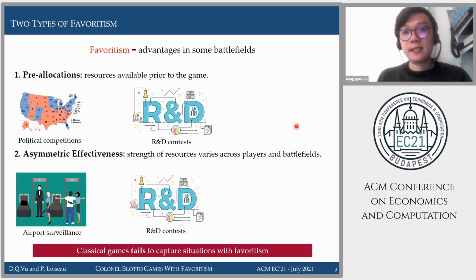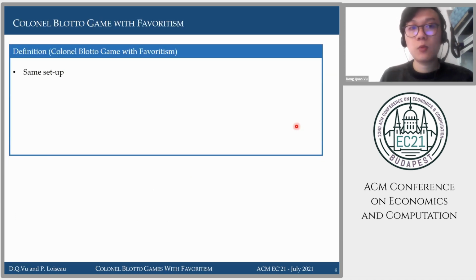So motivated by this situation, in this work, we introduced a new extension of the game called Colonel Blotto game with favoritism. It has the same setup as in the classical Colonel Blotto. However, this time each battlefield will be assigned two extra parameters called pi and qi. I will explain about these parameters later.